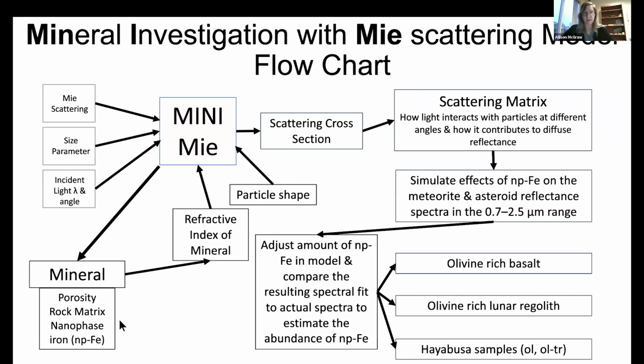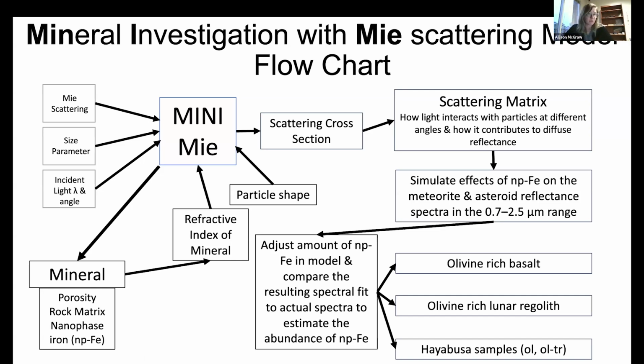I've heard some mention that Itokawa samples are both angular and some rounded, and I would be really curious to learn more about that because they all look angular to me. But essentially, this mini-me model, the mineral investigation with Mie scattering, is going to give me a scattering cross-section, which will give me the scattering matrix, which will tell me how the light is interacting with the particles at different angles, and how this is contributing to that diffuse reflectance. I can then hopefully simulate effects of the nanophase iron, both for the meteorite and asteroid reflectance, and that this will be done within the 0.7 to 2.5 micron range.